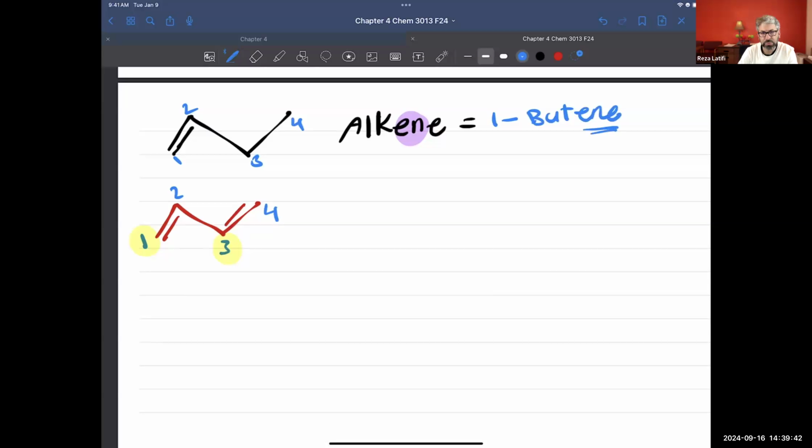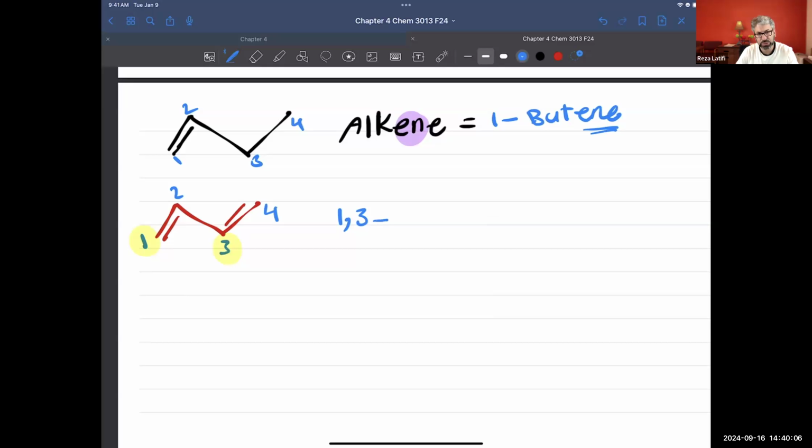Now, what will happen if we introduce 2 double bonds? In that case, the question is going to be, where are those 2 double bonds? The first double bond is between carbon number 1 and carbon number 2, so the first number is going to be 1. And the second double bond, we can see it after reaching the third carbon. So on 1 and 3, we have double bonds.